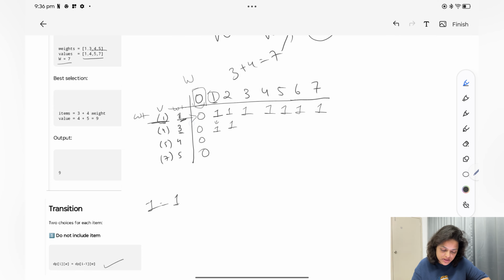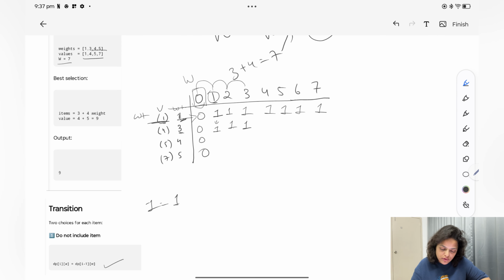So one step up means this row, and here this is 1, 2, 3. 3 steps back means 0. So the value is 0. So 0, and here you will take 1, right? So 1 plus 0, 1. The answer will be 1 here.